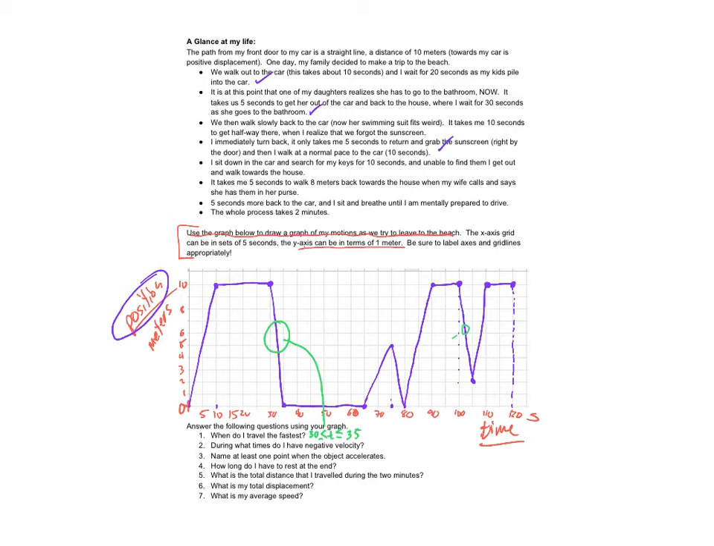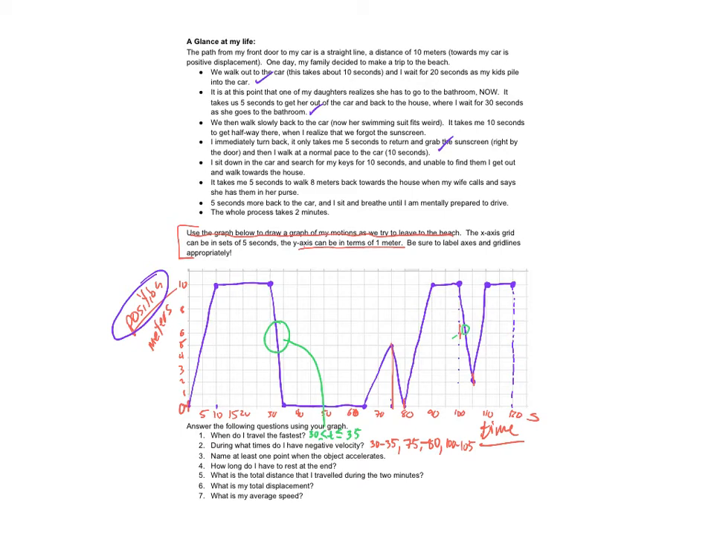During what times do I have negative velocity? All right, well, negative velocity is anytime I have a negative slope because this is position versus time. So from 30 to 35, from 75 to 80, from 100 to 105, and that's it. Those are the 3 segments where I have negative velocity. Anytime I'm walking back towards the house, that's negative velocity.